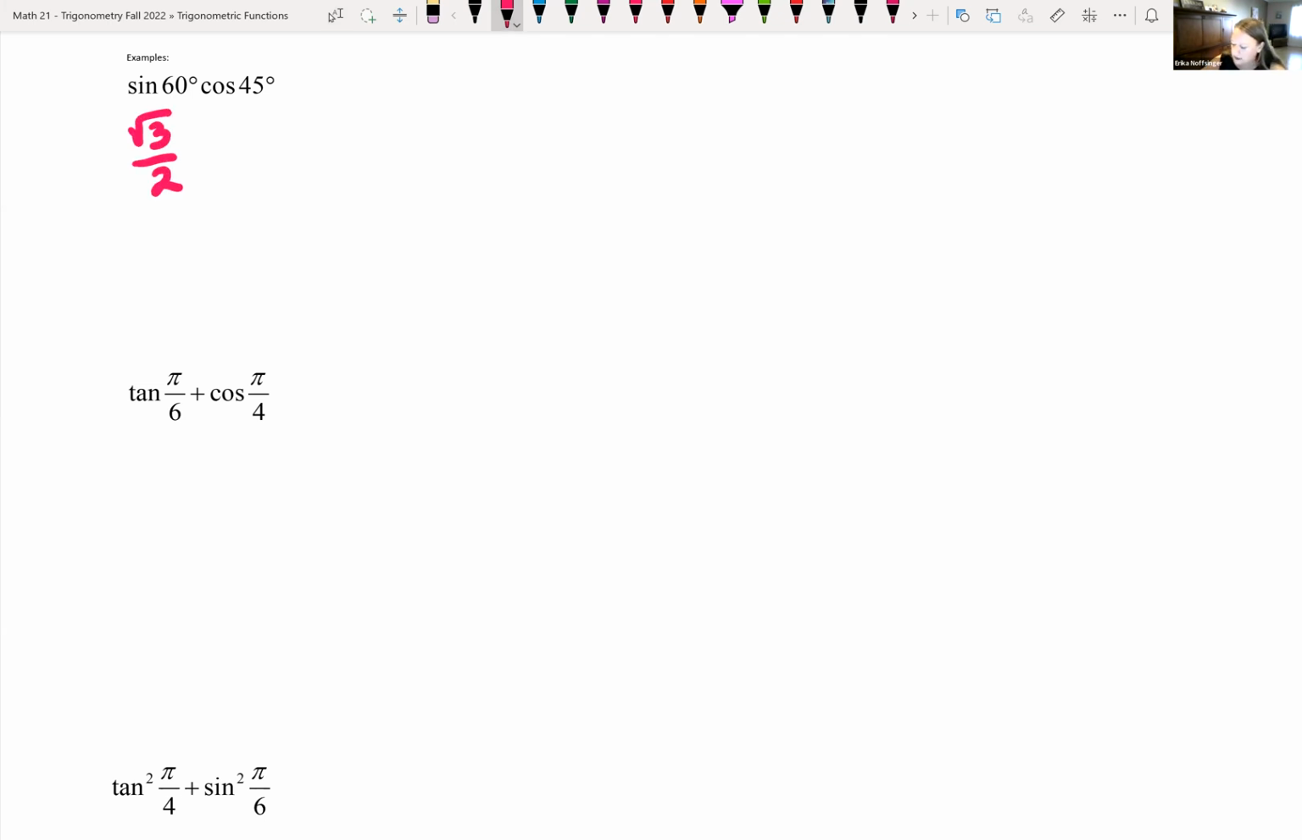All times cosine of 45 degrees. Cosine starting at the top, 45 is down here. So we'd have 1, 2. So this is root 2 over 2. So simplifying this using rules of fractions and radicals, same index, we have square roots. We can just multiply underneath the radical. So square root of 3 times square root of 2, this is root 6, all over 2 times 2, which is 4.